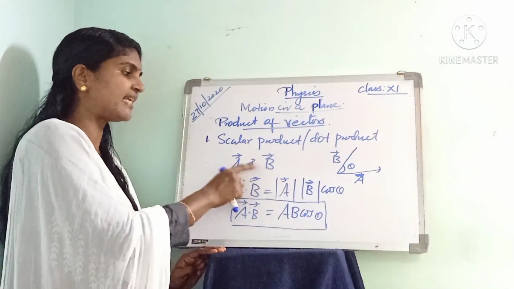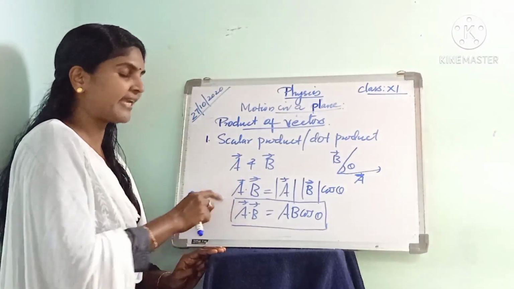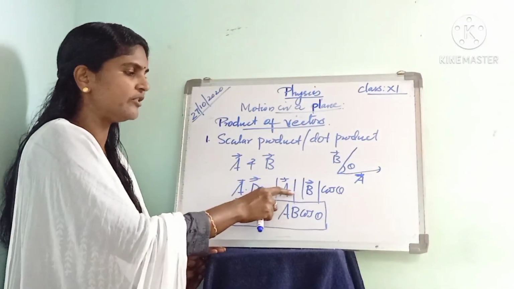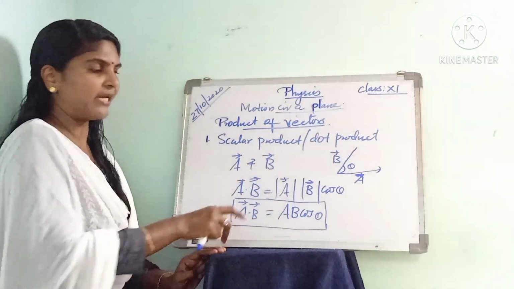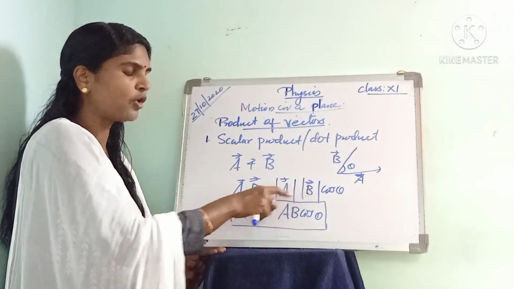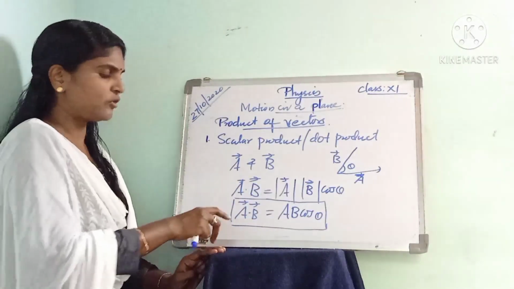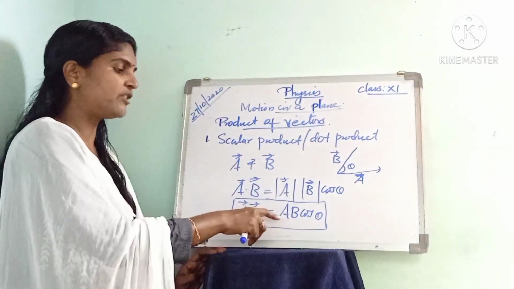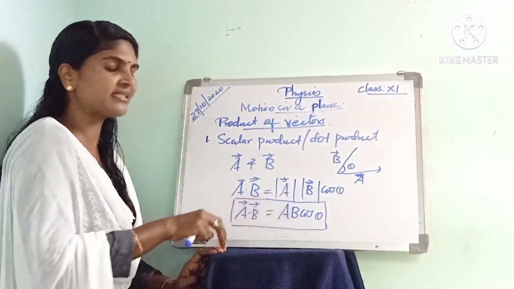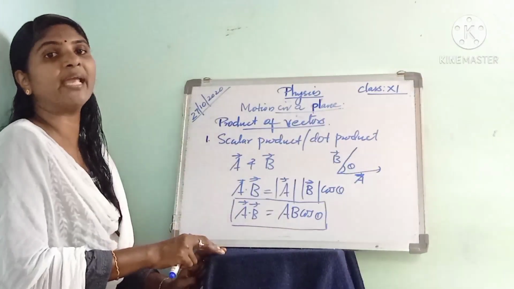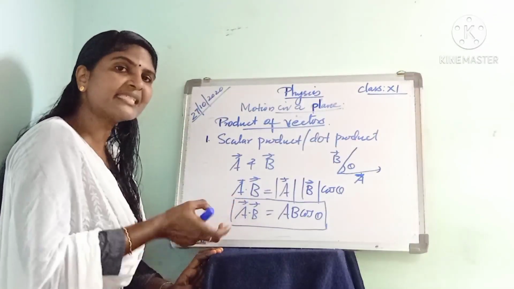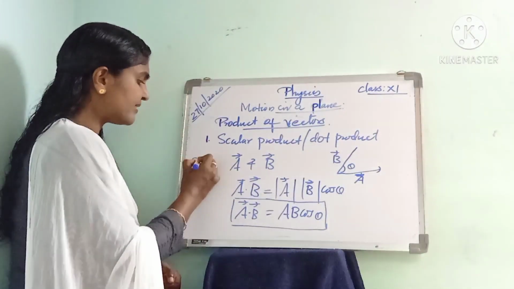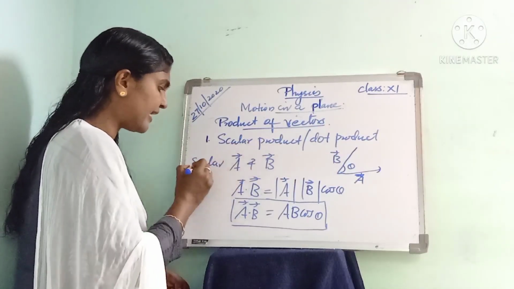Suppose we have two vectors A and B, then the dot product can be represented as A dot B, which is equal to modulus of A into modulus of B into cos theta. Modulus of A is A, modulus of B is B, then cos theta. So A dot B is equal to AB cos theta. Here A is a scalar, B is a scalar, and the angle is also a scalar. So by taking the scalar product of two vectors, we get a scalar quantity. That is why it is called the scalar product.